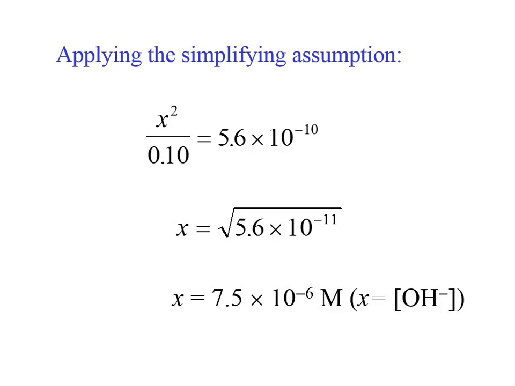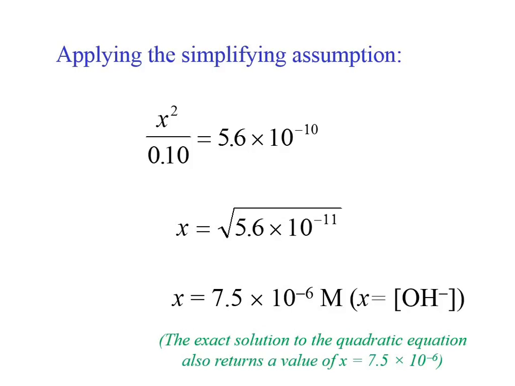So then the other part of this problem was to get to pH. We can do that a couple different ways. Oh, by the way, if you were not to apply the simplifying assumption and had to use the quadratic, you would get an exact solution of also 7.5 times 10 to the negative 6th. So that's good, in case you were worried.